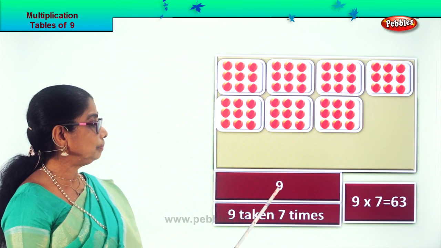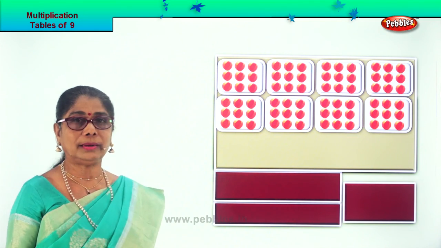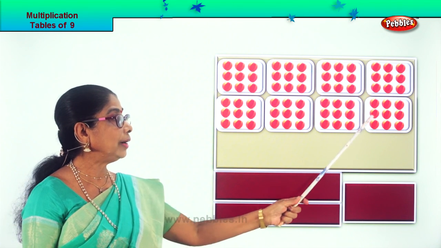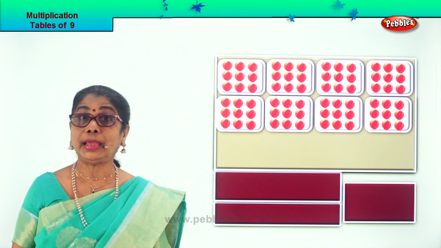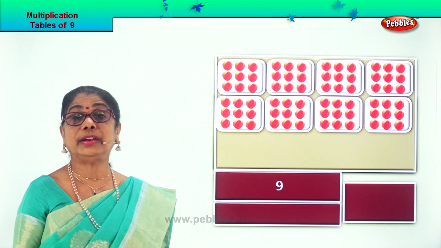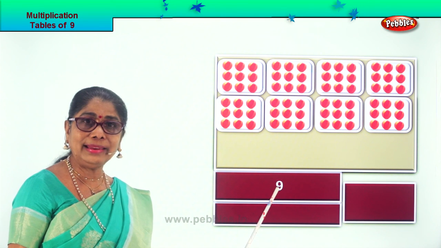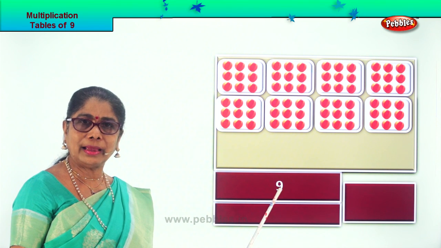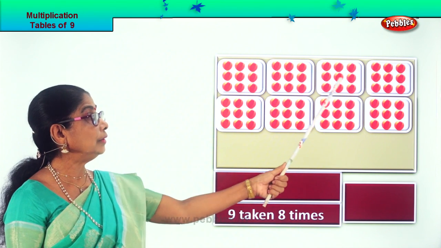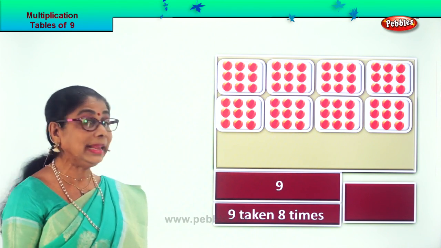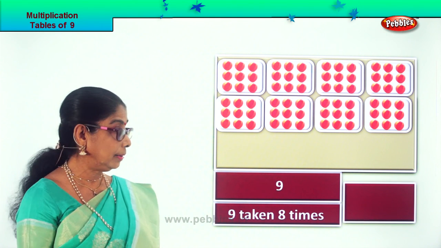Good. Now, let's take another box of 9 colorful balls and put it here. 1, 2, 3, 4, 5, 6, 7, 8, 9. Okay, now we have 8 boxes of 9 balls. We are building 9 times table. So we write 9 here. How many times have we taken 9? 9 taken 8 times. 1, 2, 3, 4, 5, 6, 7, 8. 9 taken 8 times. We write it as 9 into 8.